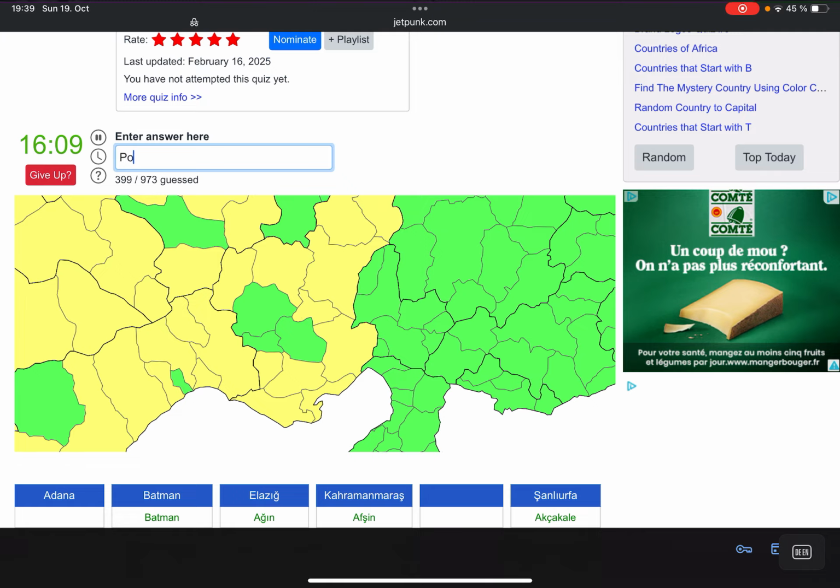So we have Pozantı, Aladağ, we have İmamoğlu, here we have Ceyhan. I always mix up, one of these is Ceyhan and the other one is Seyhan, but I think this one should be Ceyhan. Oh no, this is Ceyhan, fair enough. Then this is Seyhan, Yüreğir. Alright, Yumurtalık.